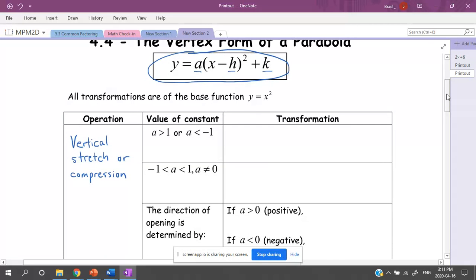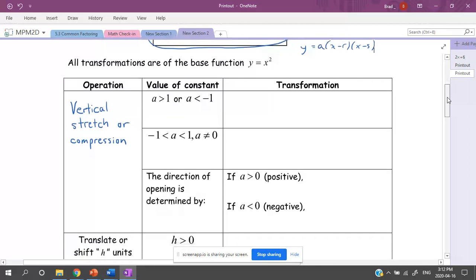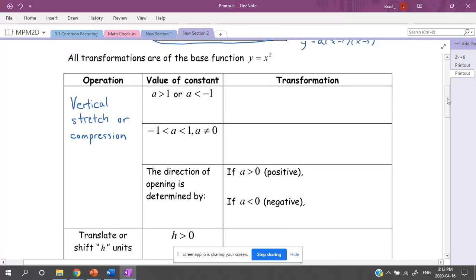You're going to see A is in standard form. We've already seen that. And A is also in factored form. And in all three cases, A has the same function. What A does is it vertically stretches or compresses it. Okay, so you can write this down and then I'll show you what it looks like.